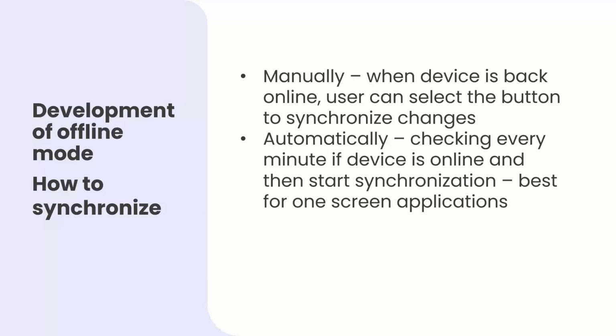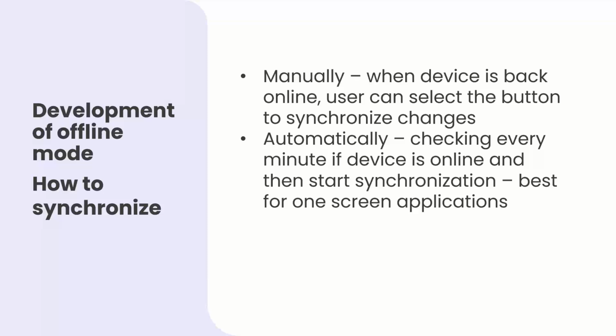Now let's talk about the synchronization. It can be done in two ways, manually or automatically. The first option is that when we are back online, the user can decide when to synchronize the changes. He or she can just pick the right moment, the best conditions for it.